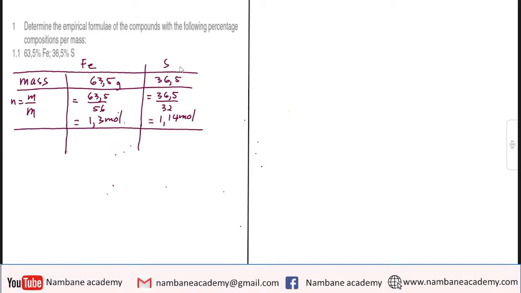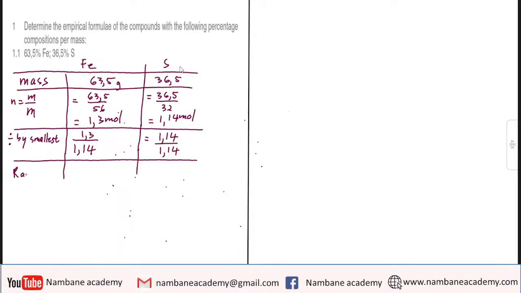Then you divide by the smallest, which will be 1.14. So 1.3 divided by 1.14, and 1.14 divided by 1.14. These will give you now the ratio, which will be 1 to 1.